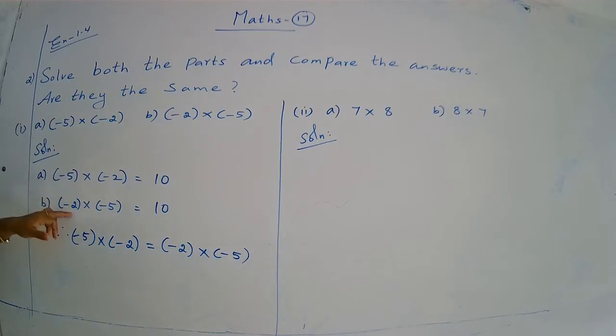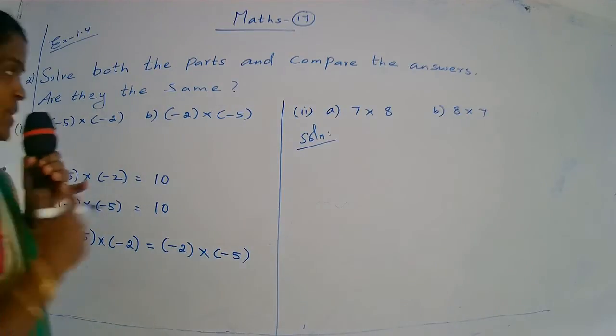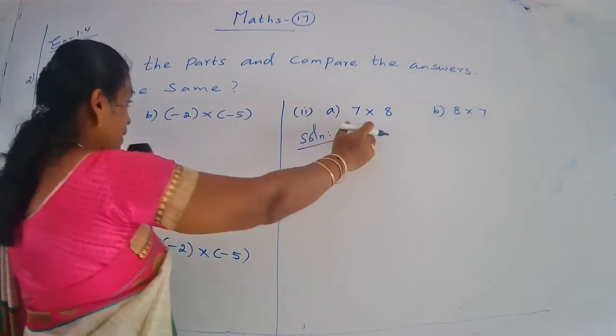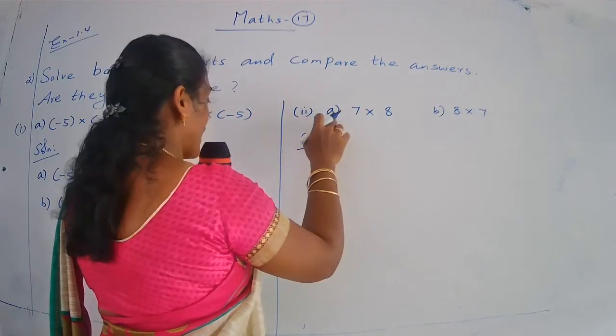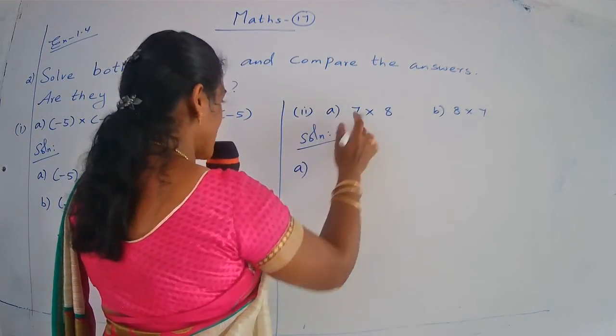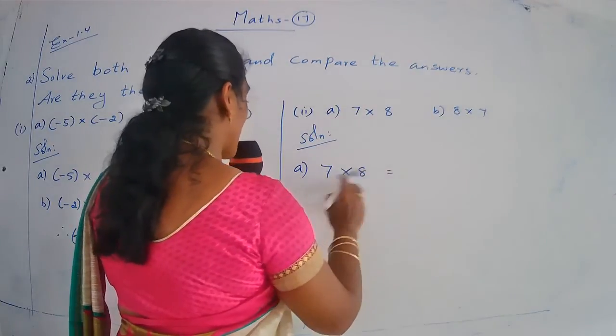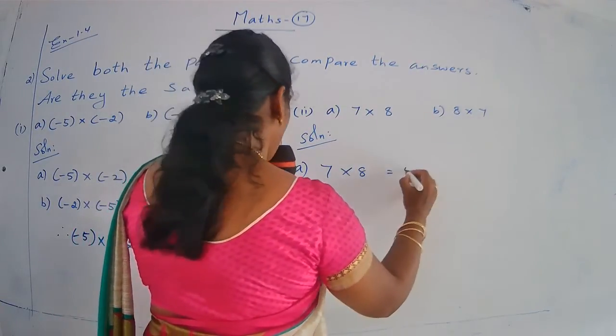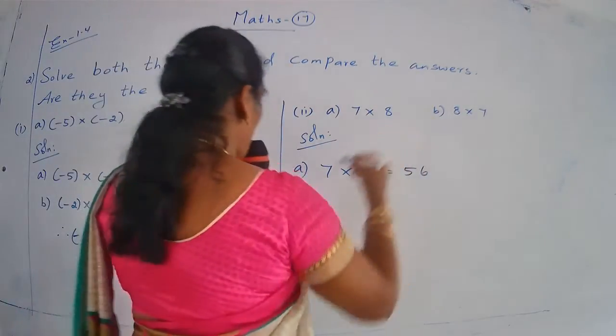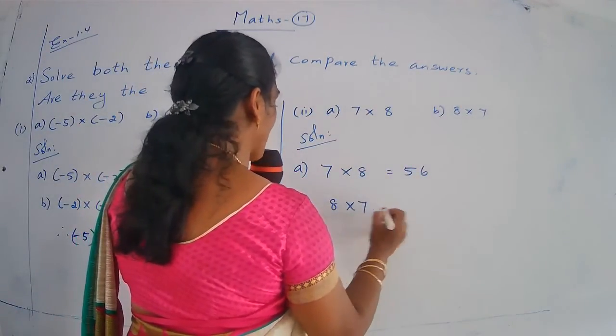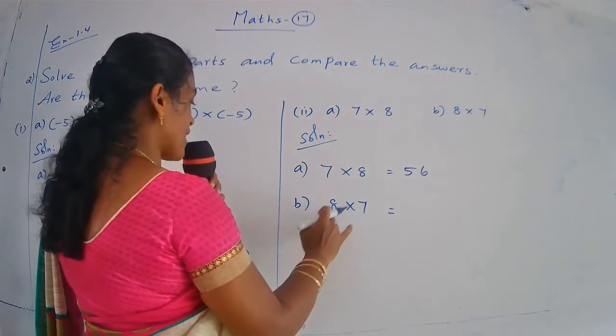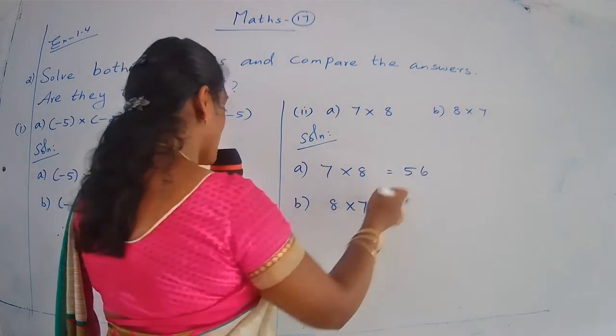Now you come to the second one. Same type of question only. Multiplication. So now we have to find the value of A part. A part is 7 into 8. 7 8s are 56. The next, B part, 8 into 7. Now the order is changed. So first of all, 7 into 8, 56. Now the order is changed. 8 into 7, how much? 8 7s are 56. You see the answer? Both are same. So therefore 7 into 8 is equal to 8 into 7. Okay, children? It's so easy.